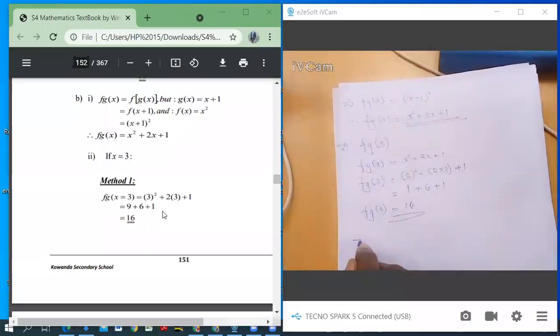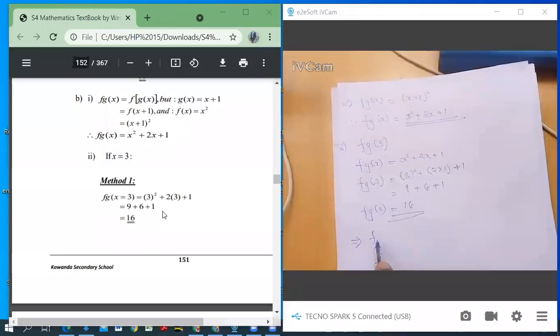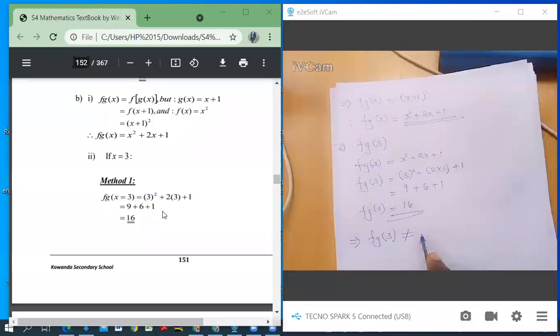So it implies that fg of 3 is not equal to gf of 3. Though they are the same functions, the results are not the same.